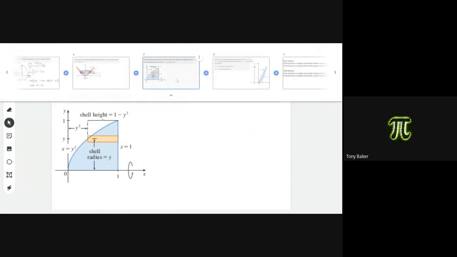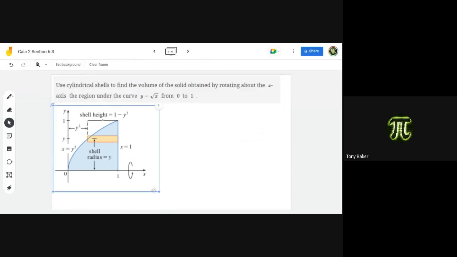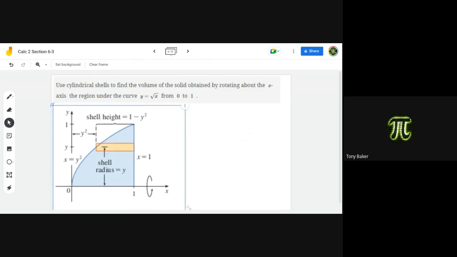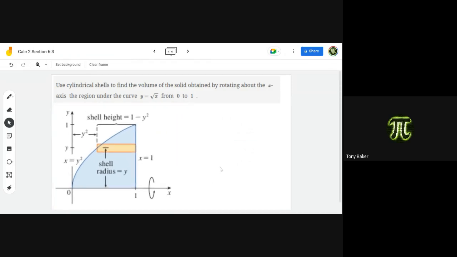I'll do this one first. All right, so we have y equals the square root of x, and we're doing it from 0 to 1 on the y-axis, and we're rotating around the x-axis.